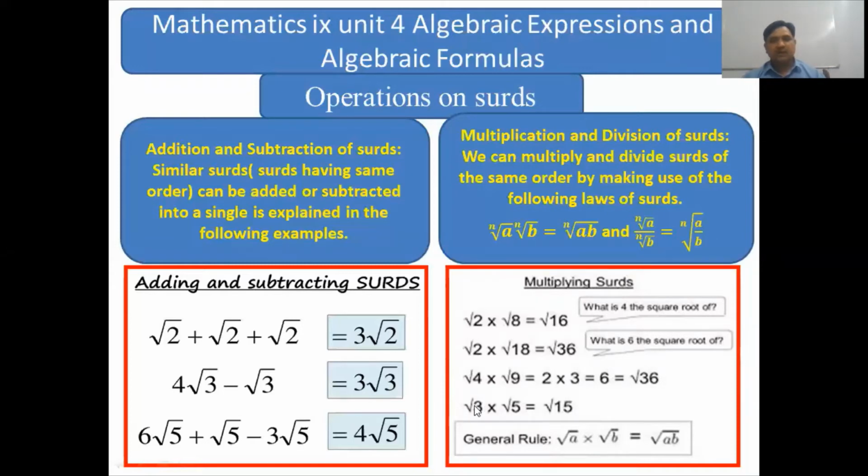Similarly, we have square root of 3 multiplied with square root of 5. By using the first law, we can write it as square root of 15. So square root of a multiplied by square root of b, we can write this in a single root, a multiplied by b. So in a similar way, we can divide these surds.